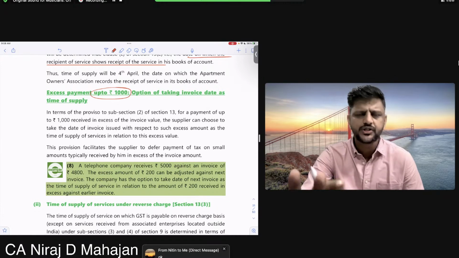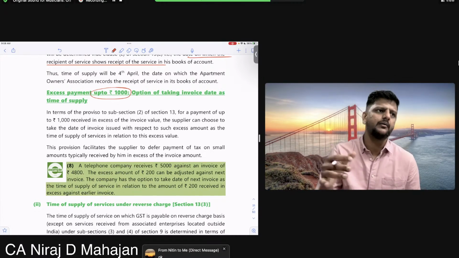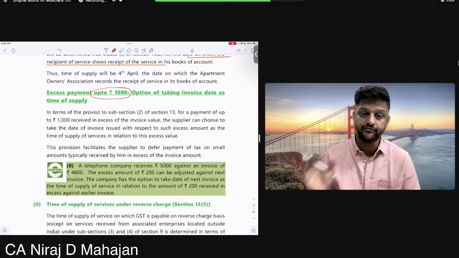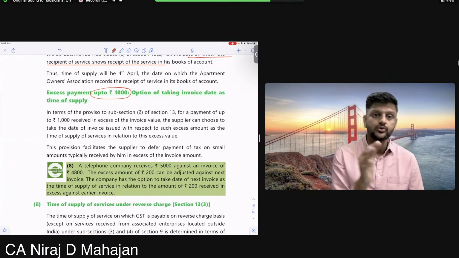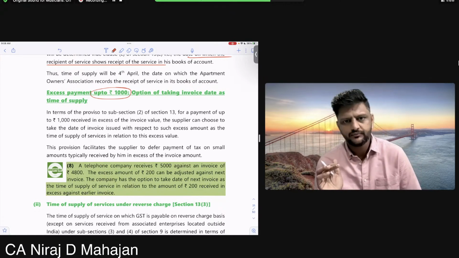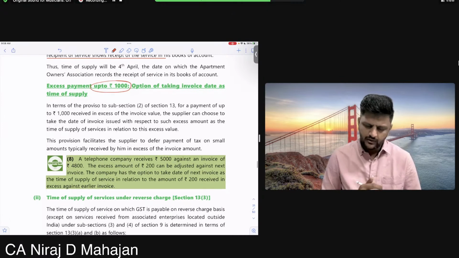It is the option of the supplier to take that extra currently itself. That means it is part of the current invoice, or you may take it as a part of the next invoice, if the excess amount is up to rupees 1000. If the excess is 2000 or 1200 or 1100, compulsory, bachcho, write now only. So check. Compulsory write now. Okay, if it is more.